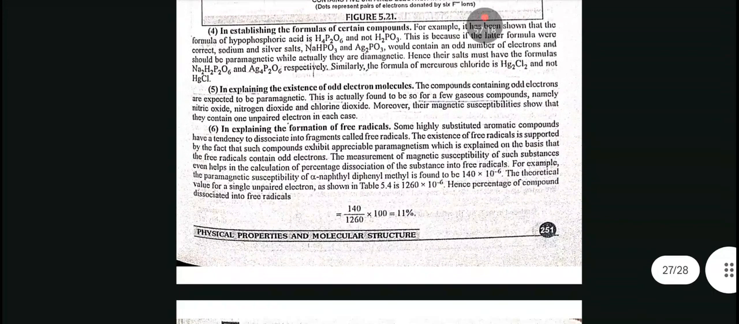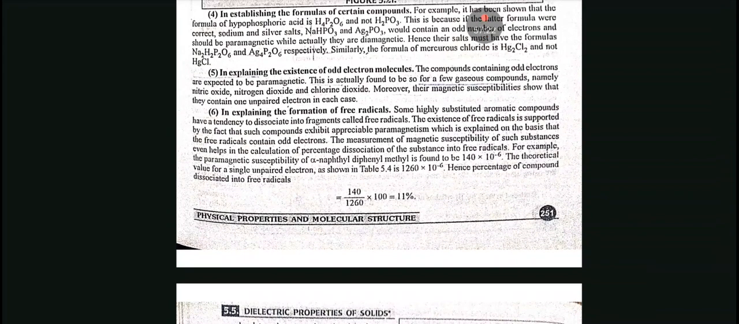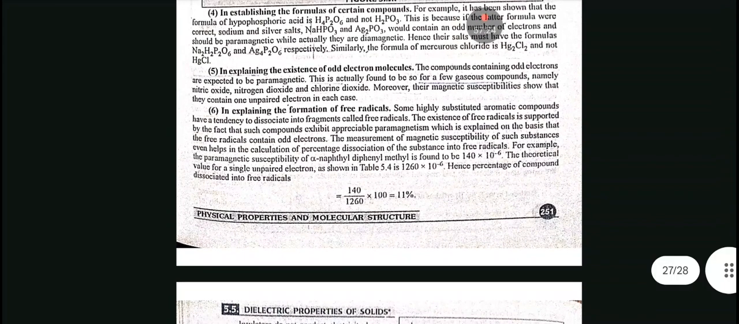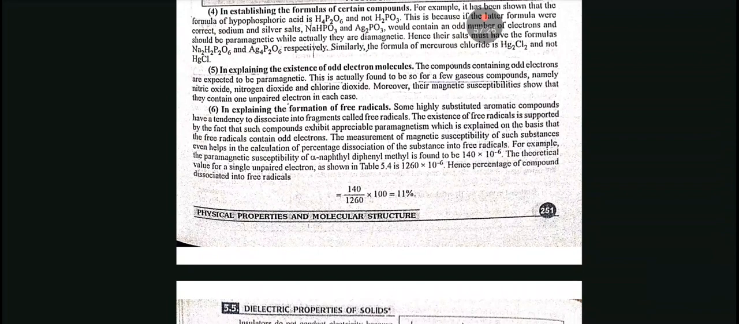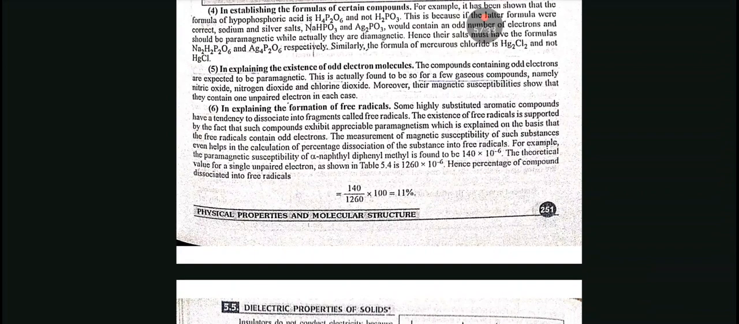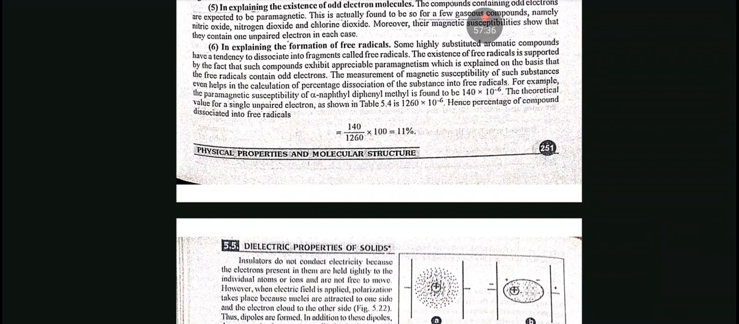It also helps in establishing the formula of certain compounds, for example, hypophosphoric acid, H4P2O6. In explaining the existence of odd electron molecules, compounds containing odd electrons are expected to be paramagnetic, but some are actually found to be diamagnetic, namely nitric oxide, nitrogen dioxide, and chlorine dioxide. In explaining the formation of free radicals, some highly substituted aromatic compounds have a tendency to form fragments called free radicals.